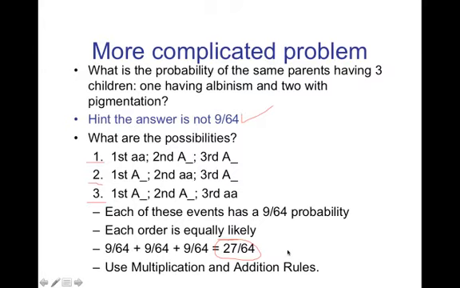This is a good example of how we would utilize both the multiplication and the addition rule in the same question.